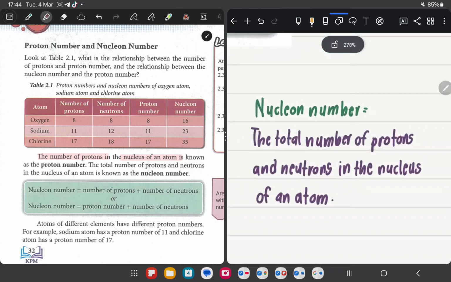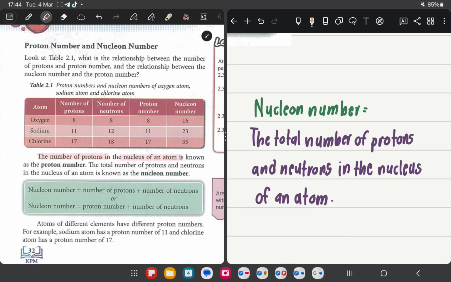Let's say I ask you to define nucleon number. What do I say about nucleon number? P plus N, which is the total number of protons and neutrons. Okay, but where are your proton and neutron? Both of them are inside the nucleus also.